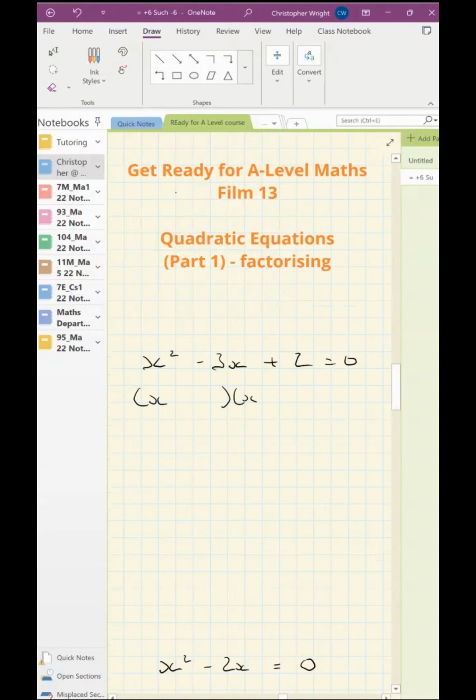(x )(x ). Now, I see that the numbers multiply to a positive number, but add to a negative, so they're both going to be negative. They multiply to 2, so it's going to be 2 and 1, and that does indeed give me the minus 3x. So my two solutions come from, first of all, making that bracket equal to 0, which would give me an answer of x is 2, and the alternative answer is to make the second bracket equal to 0 to give me an answer of x is 1. So there are my two solutions for that one.